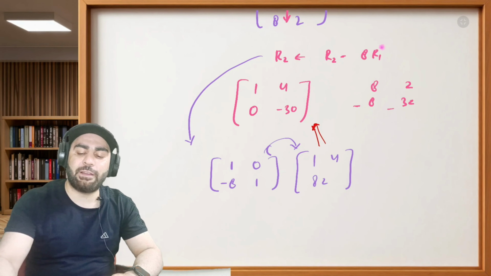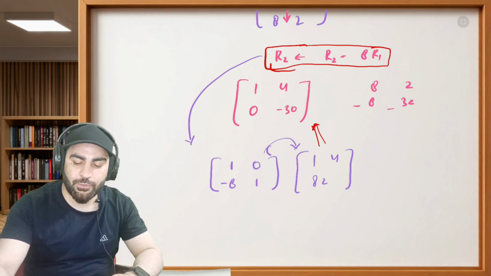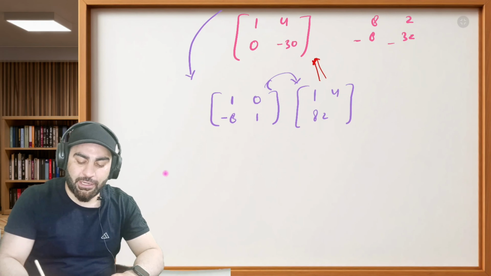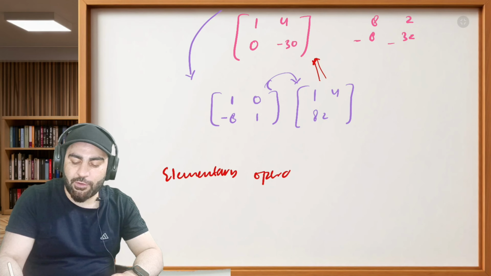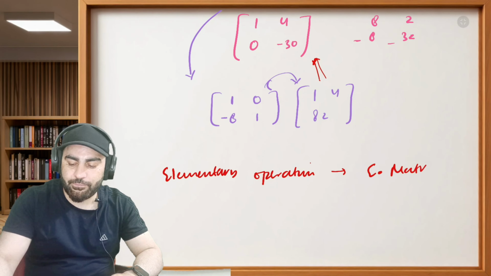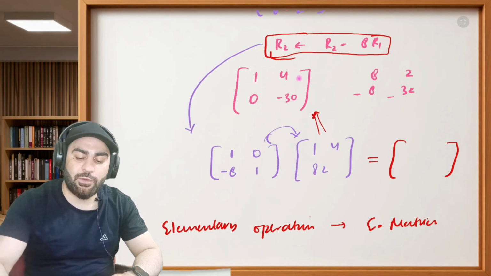That means every elementary operation that you perform, like this one, has an equivalent, which is called an elementary matrix. Elementary operations have corresponding elementary matrices. Let's do it now. If I multiply these two things, you will see that we will land at this.